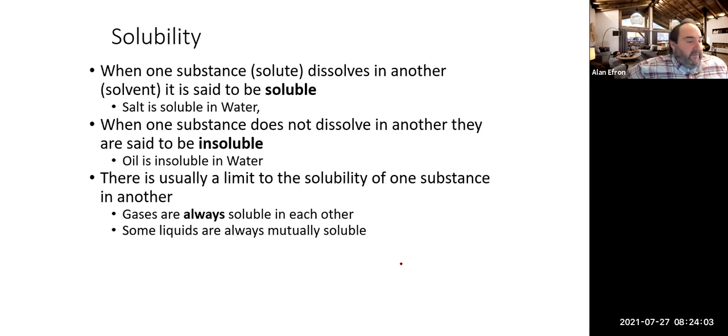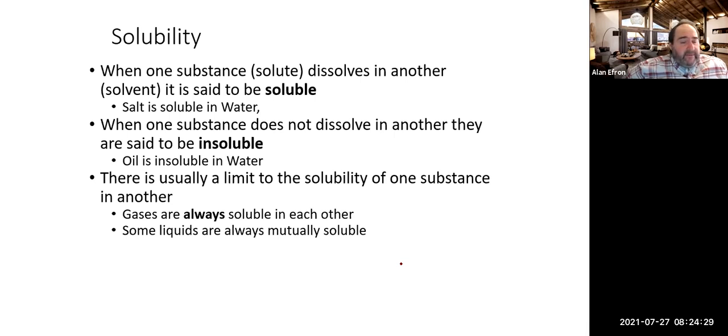When one substance mixes or dissolves in another, it is said to be soluble. A lot of times when we think about solubility, we think about taking something that's a solid and dissolving it in something like water, for example, that's a solvent. Remember that the solvent is the larger part of the solution. The solute is the smaller part of the solution.